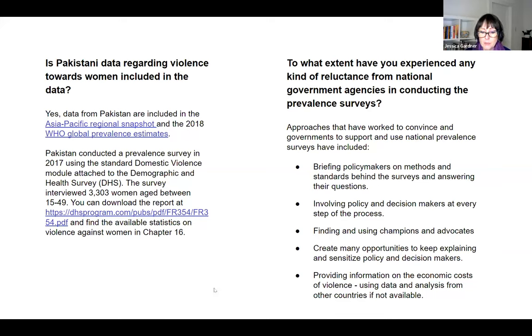And finally, Adelaide Mukashev had asked about the reluctance of governments to measure gender-based violence. I'd started to answer that question yesterday, but I wanted to come back to some of the approaches that have worked to convince and encourage governments to measure gender-based violence. Briefing them on the methods and standards is really crucial so they understand what is being measured and how. Involving policy and decision makers in every stage of the process so that they are engaged and have ownership, and also finding and using champions and advocates has been very successful. Many opportunities to sensitize people to the methods, and providing information on the costs of violence can also be very convincing.